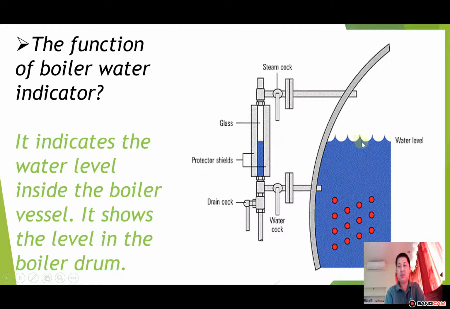As you can see here, and here the steam cock is now in open position. So here is the steam drum, steam space. You can see also the level of the steam here. This is the level of the steam in white or transparent color. So these two levels will be equalized depending on the condition. If the water level goes down to low level, the indication will also go down to low level.